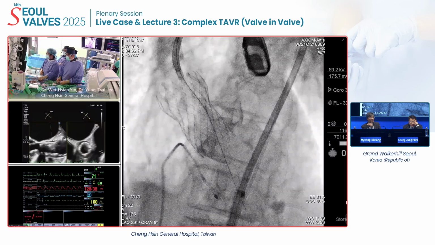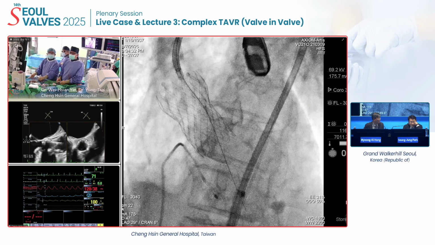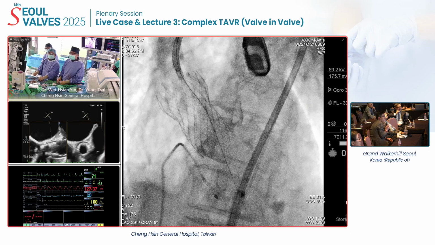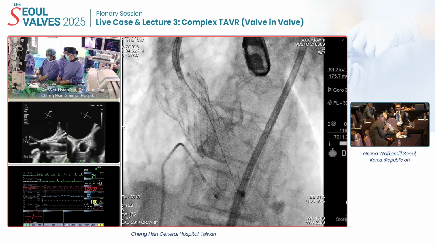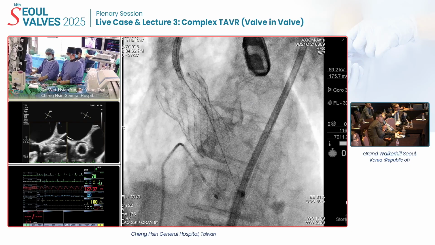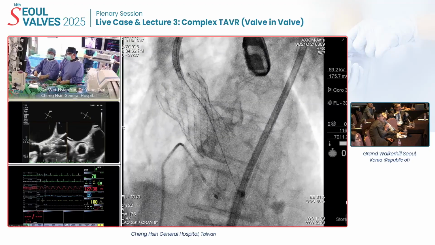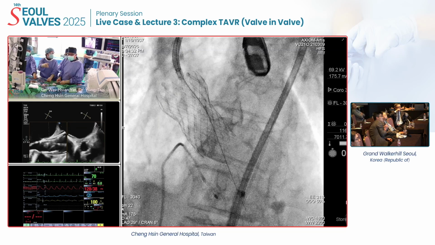So I think what they're trying to do now is they pass the starter wire over, and what they're going to do is most probably bring a microcatheter across, and then gradually dilate. Yes, and then subsequently they're going to further dilate the fenestration that they've created serially. That's how they're going to do it.